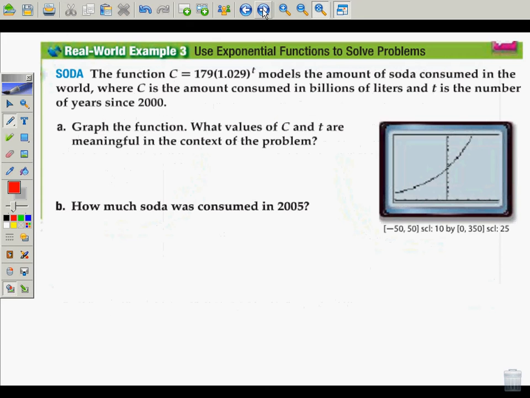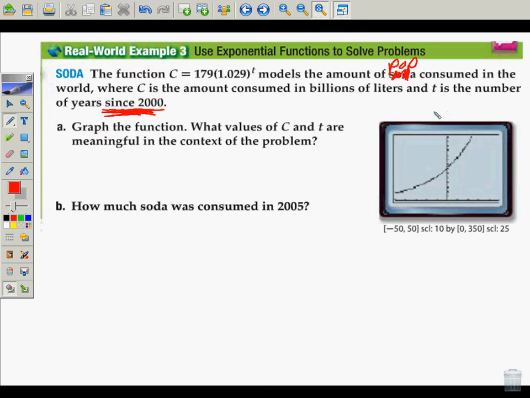So if we look at this example, we've got the function C equals 179 times the quantity 1.029 raised to the t. This function models the amount of soda, but we live in Ohio, so we know this is called pop, consumed in the world, where C is the amount consumed in billions of liters, and t is the number of years since 2000. You can never be too careful with identifying that t is the number of years since 2000.